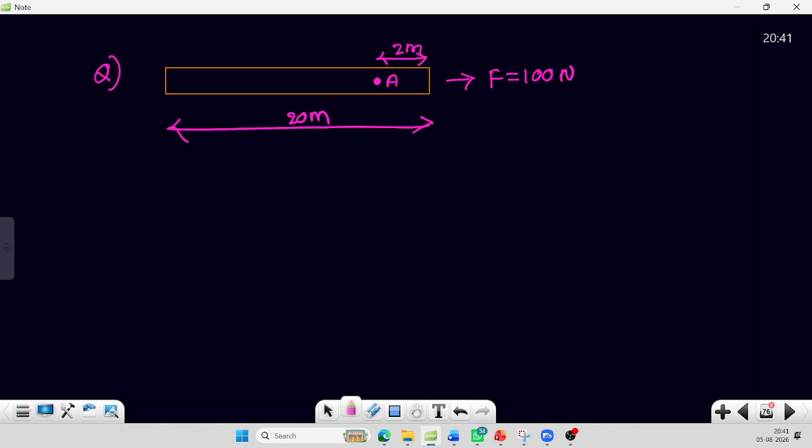First we will find the acceleration of the block. What is the acceleration? 100 divided by the total mass, which is 10 kg. So 100 by 10 is equal to 10 meter per second square. This thing is clear? That is the first thing. Now what should we do here? This part is 2 meters, and the remaining is 18 meters. Now we can treat that also as two blocks.